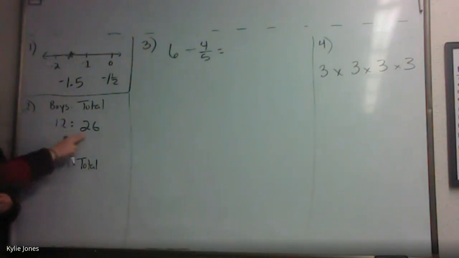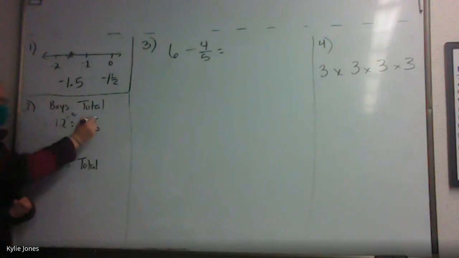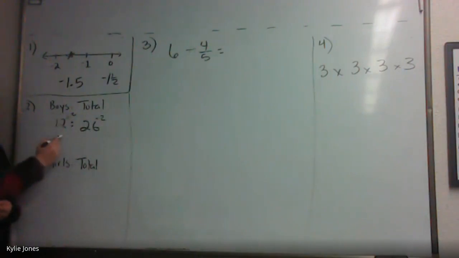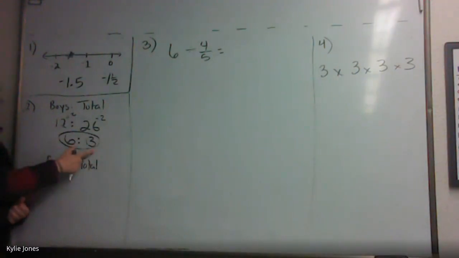Can I simplify 12, 26? What number goes into both 12 and 26? 2. So we can divide by 2. What is 12 divided by 2? 6. 26 divided by 2? 13. 6 to 13. So for every 6 boys in their class, there are 13 total students.